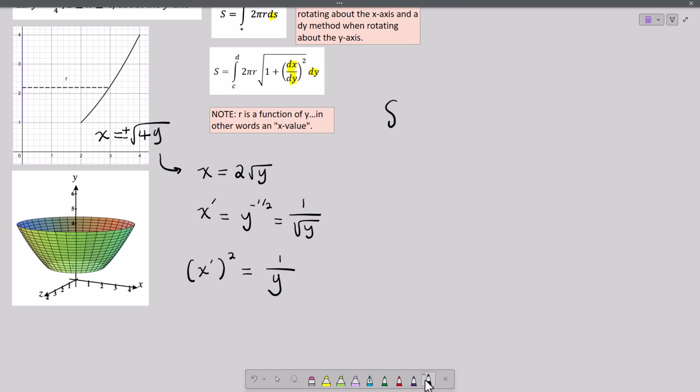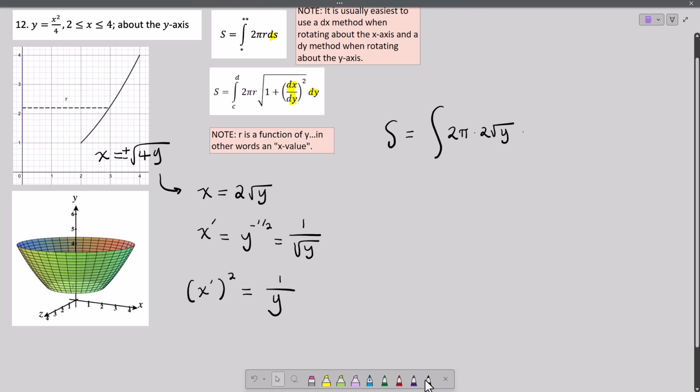So our surface area, capital S, we're going to have 2 pi times what? What is the radius here? 2 root y. So this x value is the function measured horizontally. So that x value is the radius. So that's what goes in here for r, 2 root y. And now we have to put in the ds. ds is the square root of 1 plus the derivative squared, so 1 divided by y, and then we have a dy.